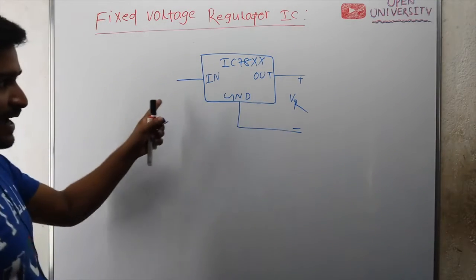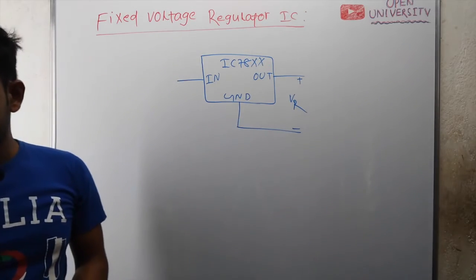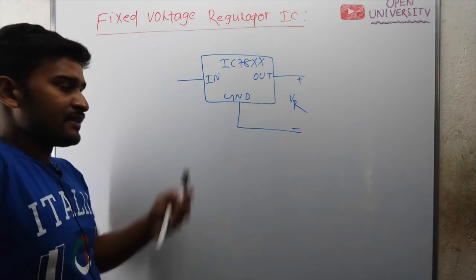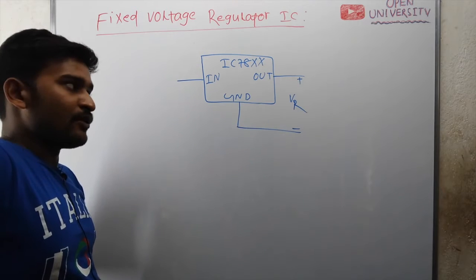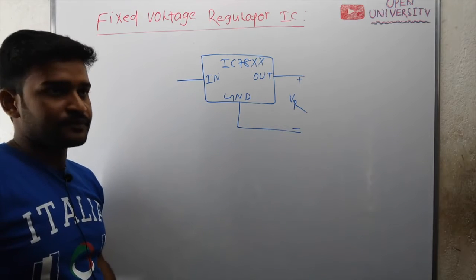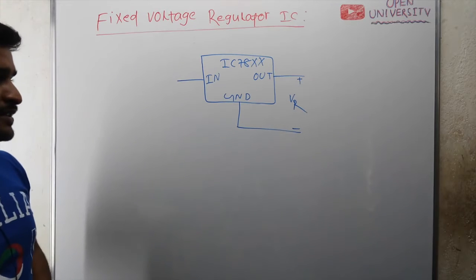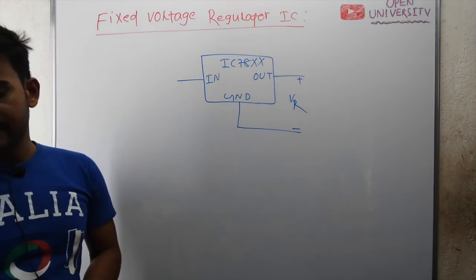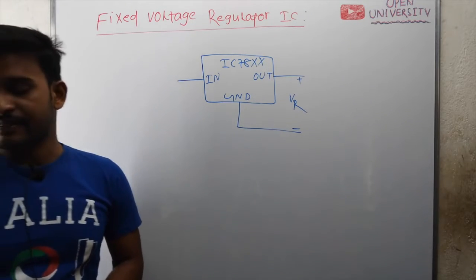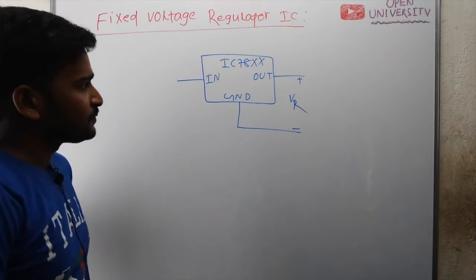So this IC is available in 3 pin package. Write down this point. These ICs are available in 3 pin package. Hence these ICs are also called 3 terminal regulator ICs.